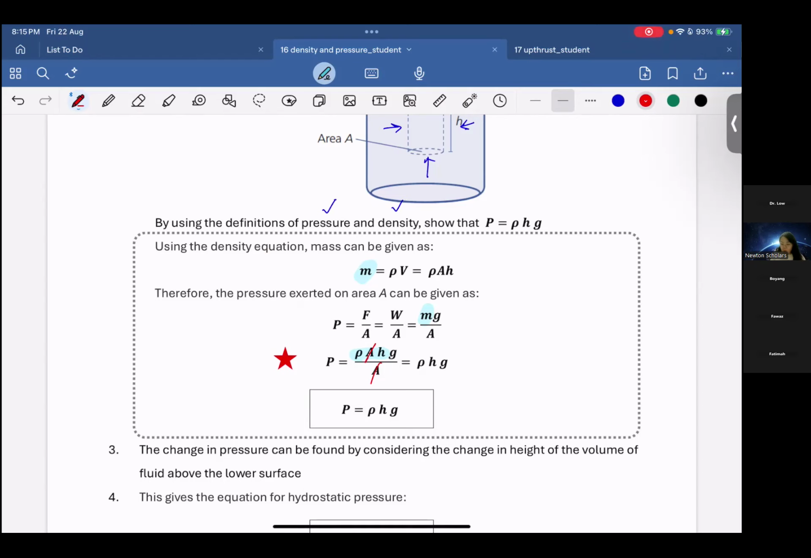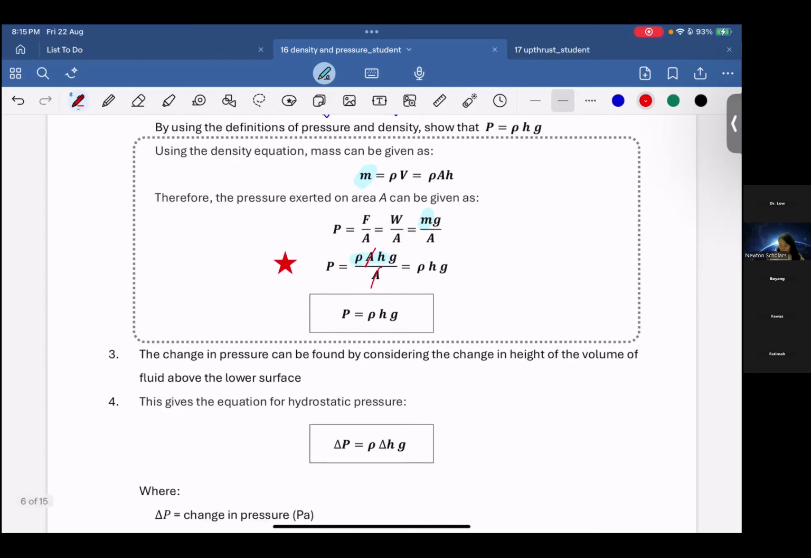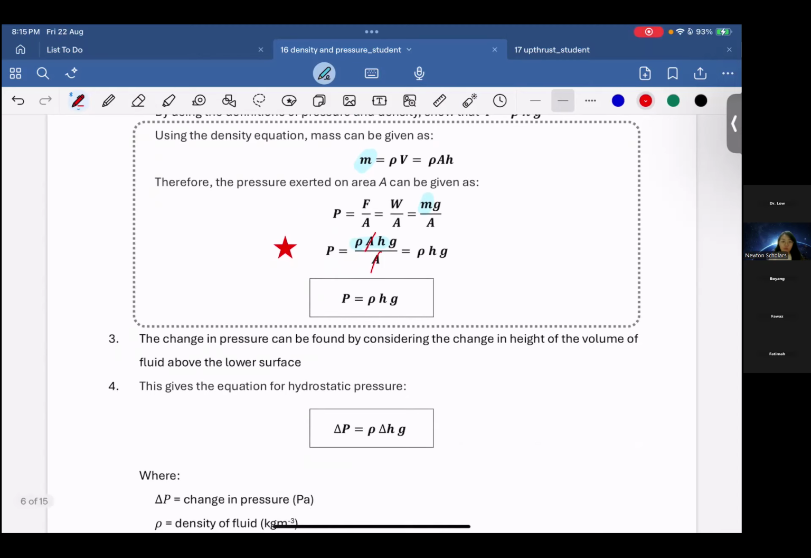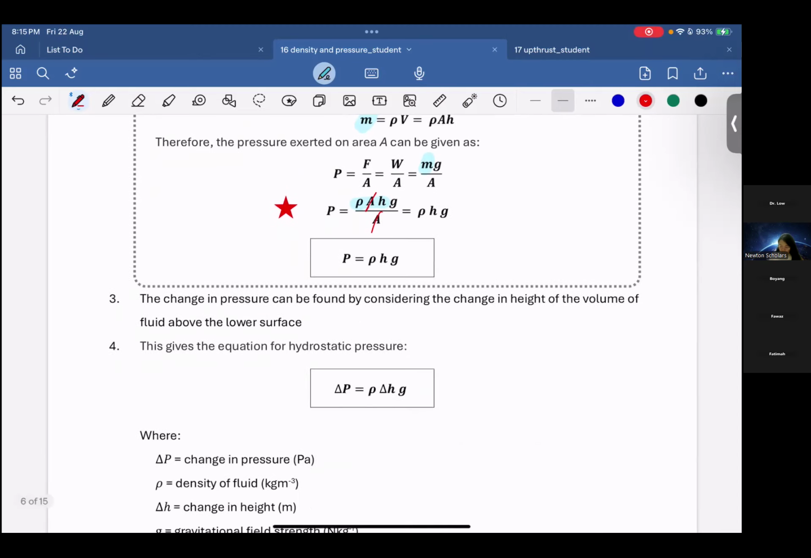So you have to know that we're using pressure and density. We mix them here and substitute using the mass, so we get this formula. I make a star because we have to know: the change in pressure can be found by considering the change in the height of the volume of the fluid above the lower surface.